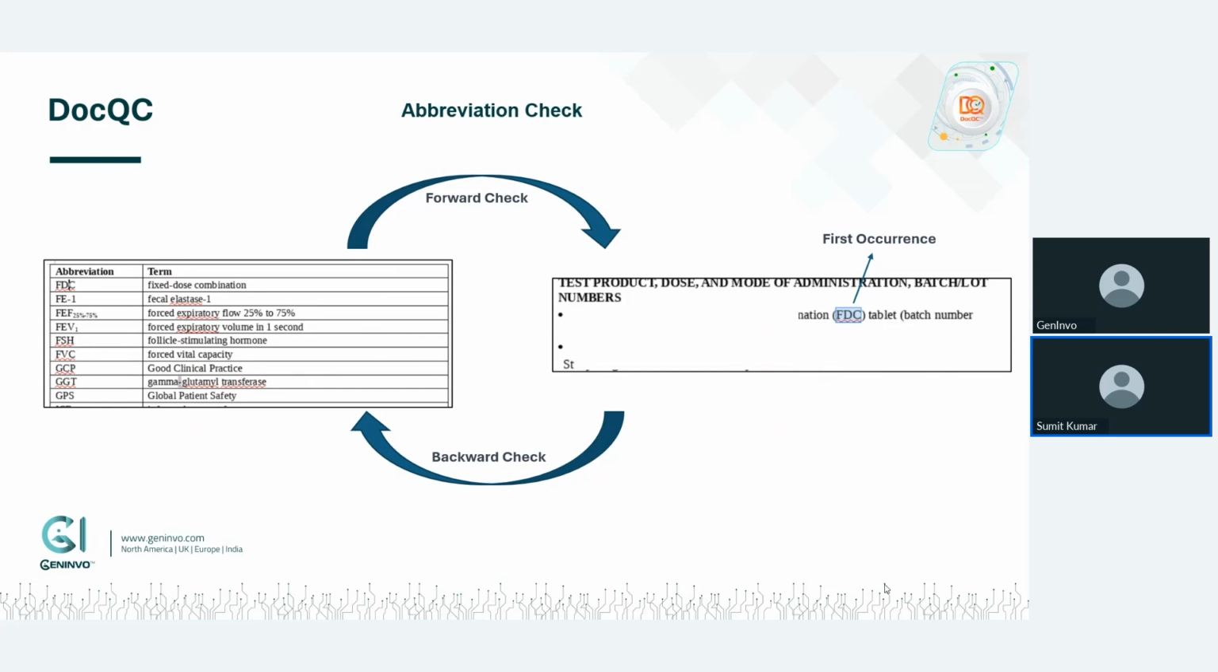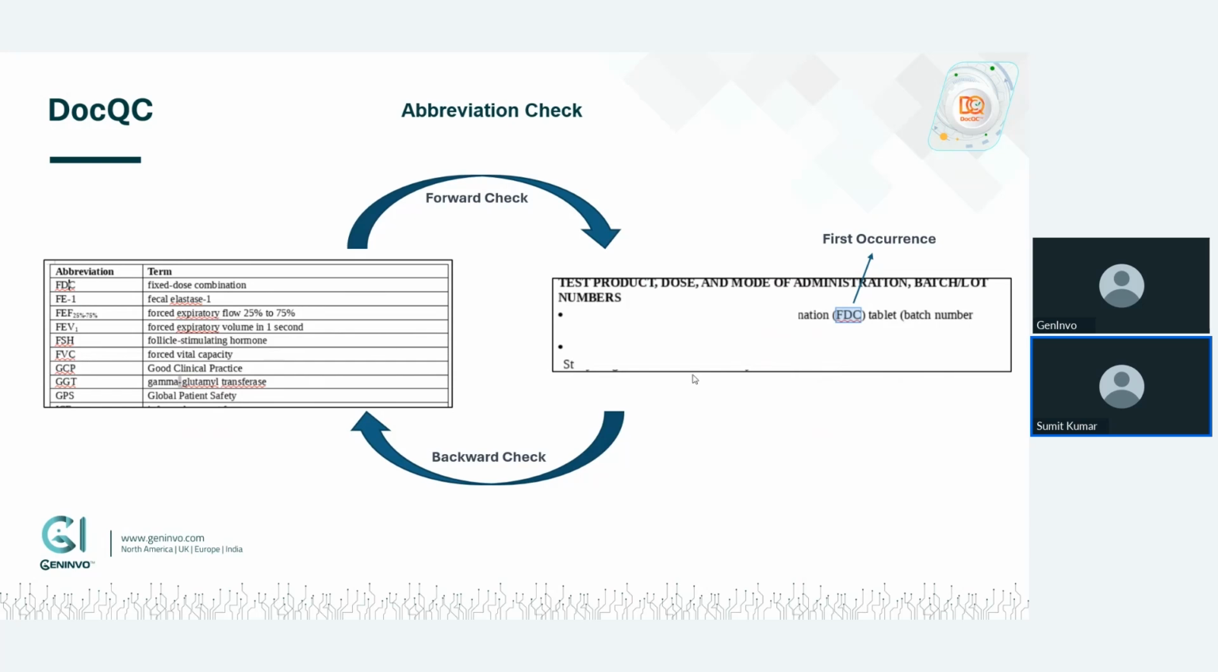And you can see here, I have put one list of abbreviations over here, and DocQC first identifies this table and then checks each abbreviation present in this table against the document itself. One example I have highlighted here is FDC, fixed dose combination. DocQC will identify the FDC in the document. Now it will do the reverse check also, so all the abbreviations present in the CSR should be present in the abbreviation list or abbreviation table also.